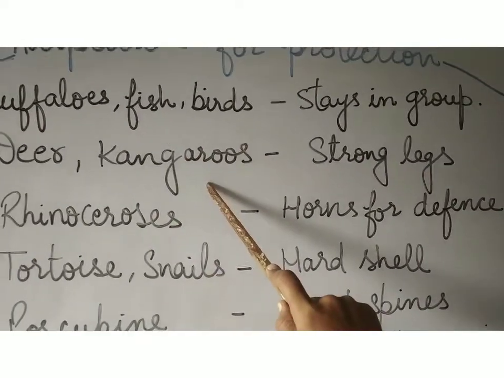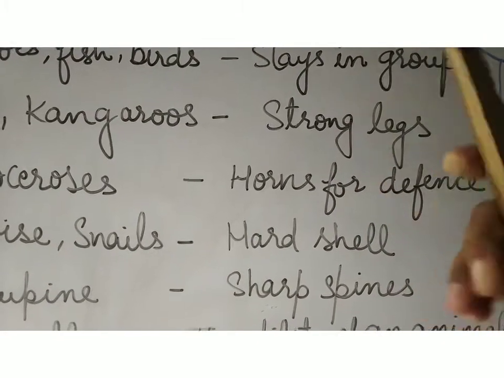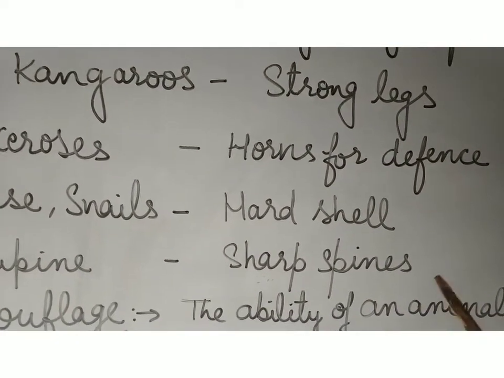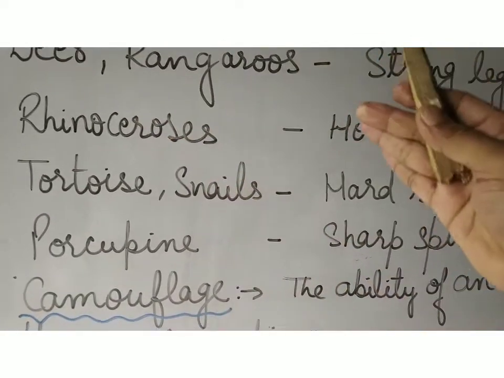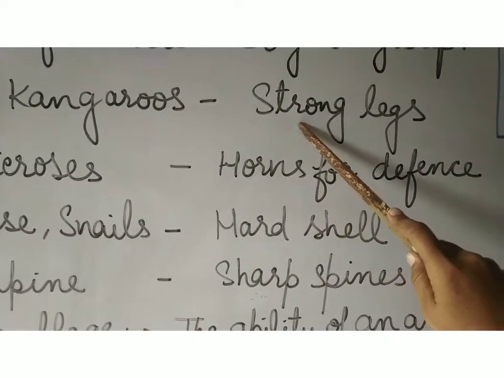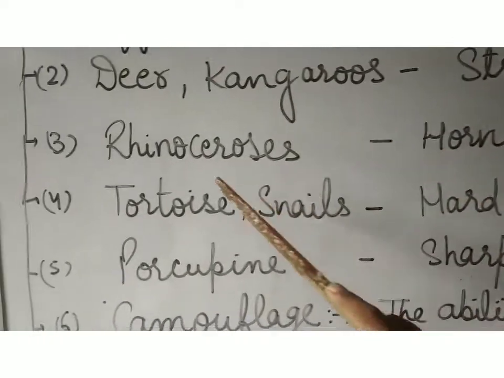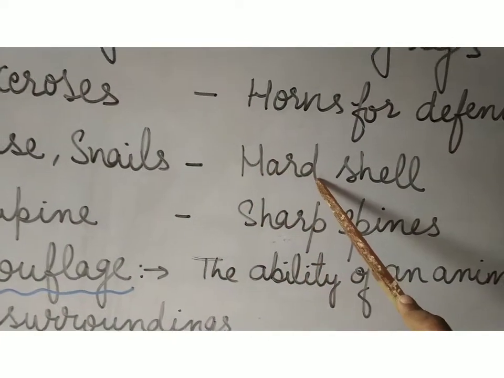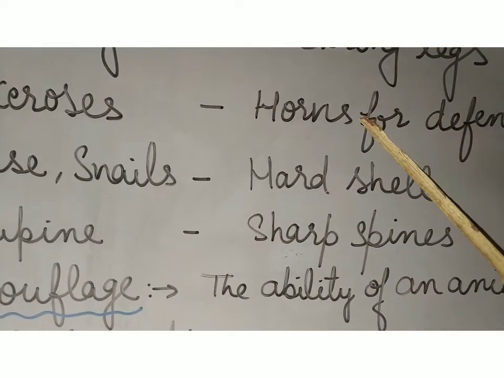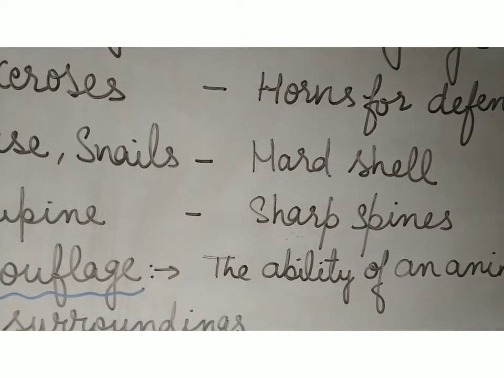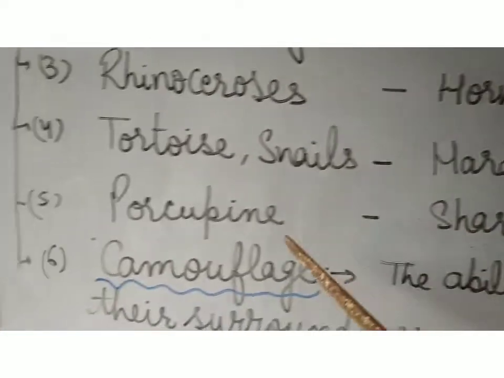Deer and kangaroos have strong legs. This enables them to hop and run very fast to escape from their enemies. Animals such as rhinoceros and buffaloes also have horns for their protection, for their defense. Tortoise and snails have hard shells on their bodies. When they sense danger, they hide themselves inside their shell and protect themselves.